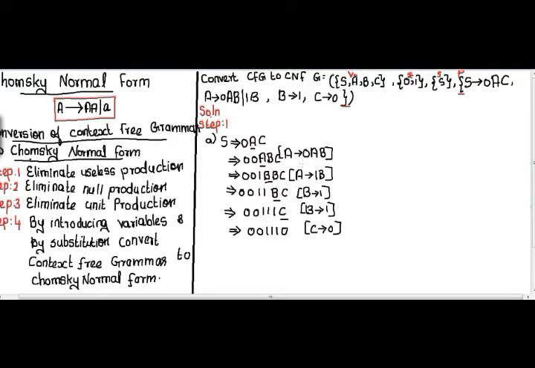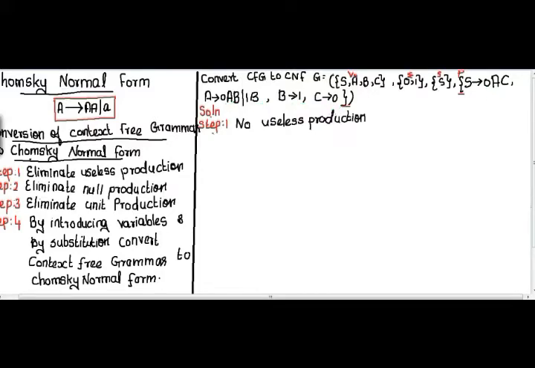So let me check what productions I have used in this derivation. I have used S tends to 0AC, then A tends to 0AB, A tends to 1B, B tends to 1, and C tends to 0. So I have used all the productions in this grammar while deriving this input string, and at the end I got the input string also. So there is no useless production in this grammar. Next I am checking whether there is any null production. There is no production in which there is null after the arrow. I am also checking whether there is any unit production, and there is no unit production.